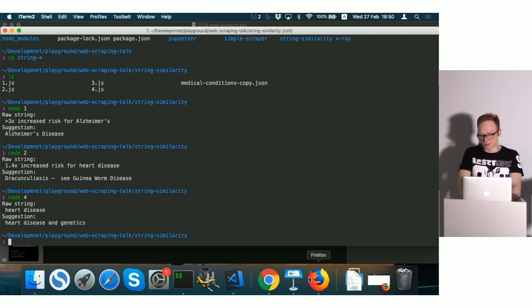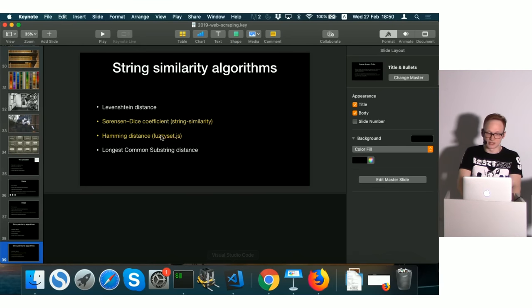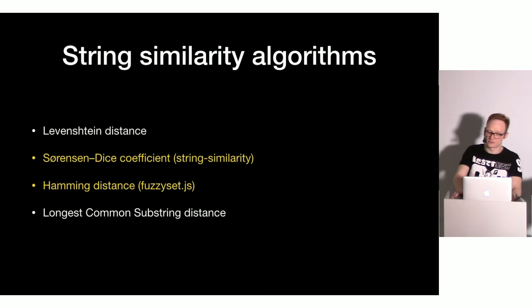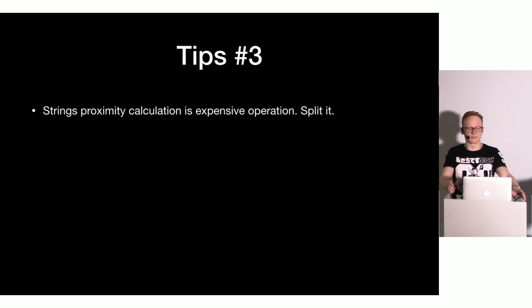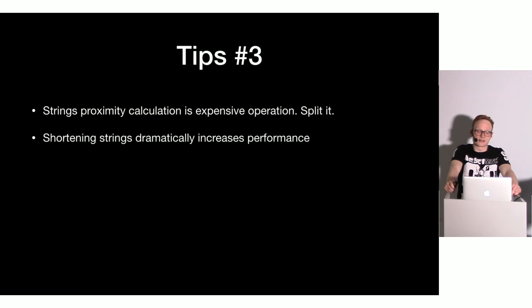So data preparation makes a big difference in terms of quality, and if you are creative enough, you can get things done. Some tips also regarding data normalization. String proximity calculation is very expensive. If you have big strings and a big database, it takes ages to compare. I spent a couple of nights debugging it to make it finish during one night for a couple of data sets with 100,000 by 100,000 calculations. Shortening strings increases speed dramatically, so try to make strings as short as possible.